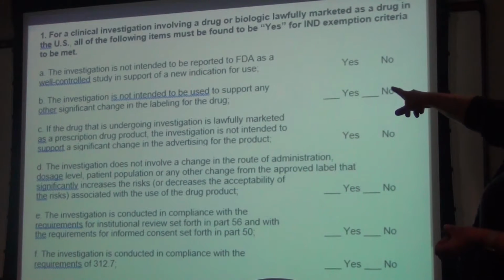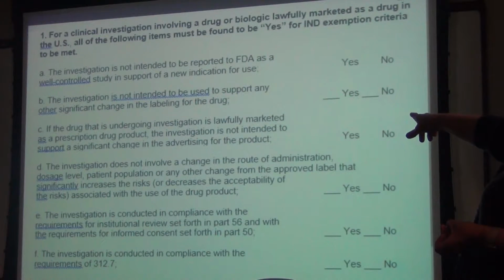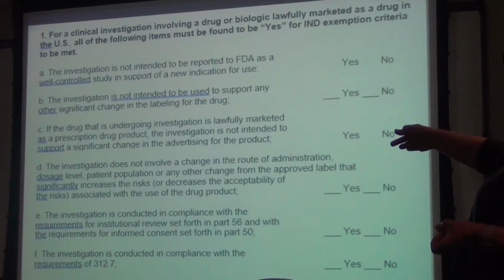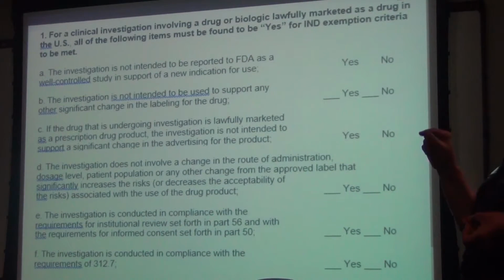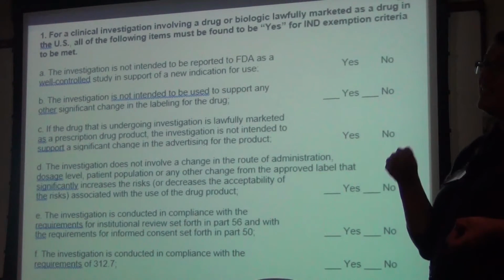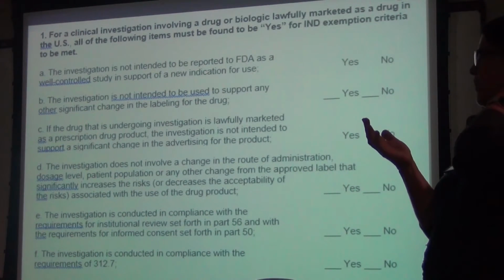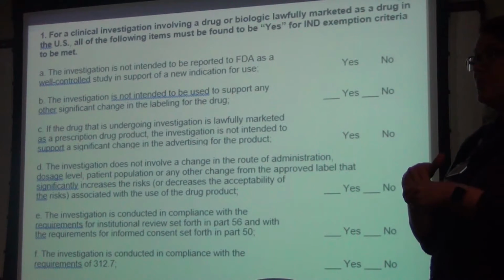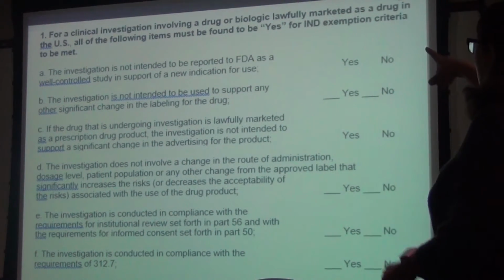So no change in labeling, that's A and B. It's lawfully marketed, and it's not intended to support a significant change in the advertising. So the label, the advertising, and it does not involve, this is tricky, because in pediatrics the acceptability of risk is always less than in adults. And I think Mike Conton went through pediatric risk levels. Did he go through that with you guys? Does anybody remember? There are too many numbers. He did, okay, I thought he did.